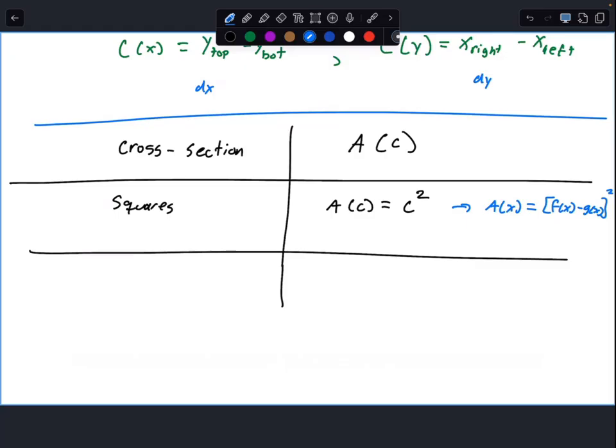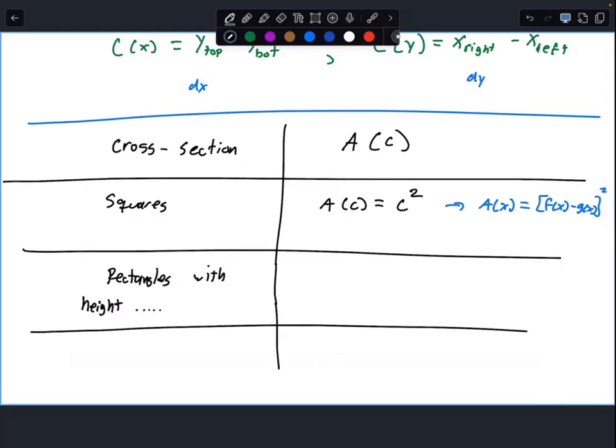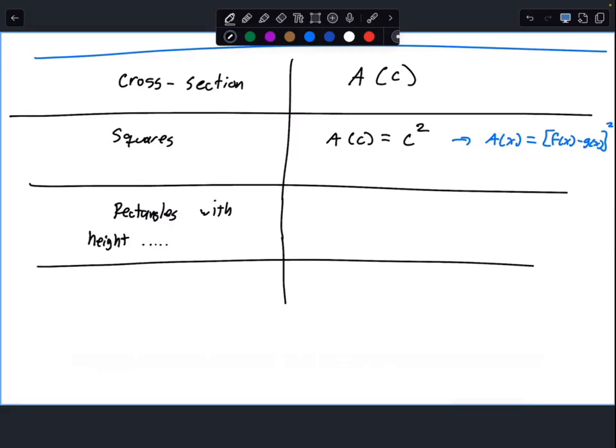The next one that we have as a cross section that we should know is rectangles, with a height of h. Because the height might not necessarily be given to you, there are really going to be two types of ones right here. One is that the area in terms of C will be C times whatever that h function is. They might give you a function, as a function of x or a function of y. Or the area as a function of C is going to equal k, a constant, times C squared.